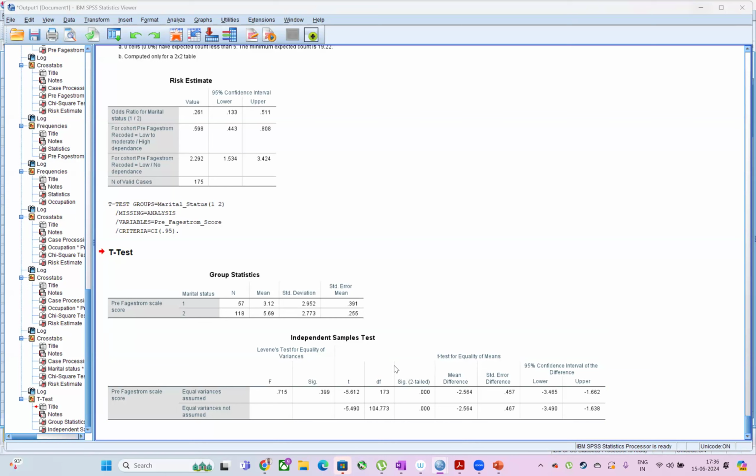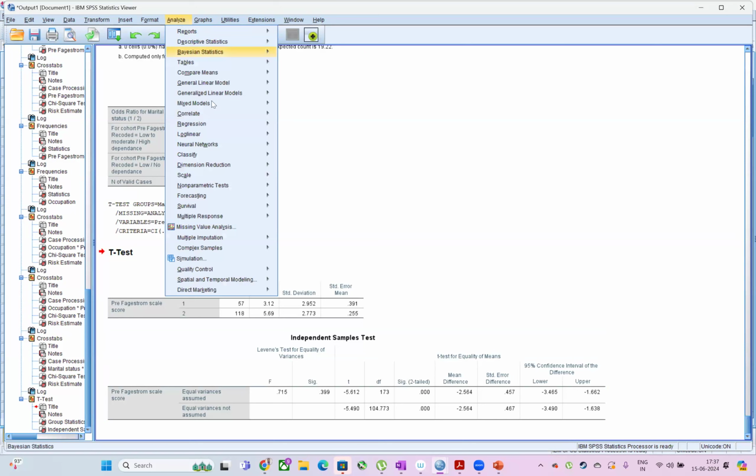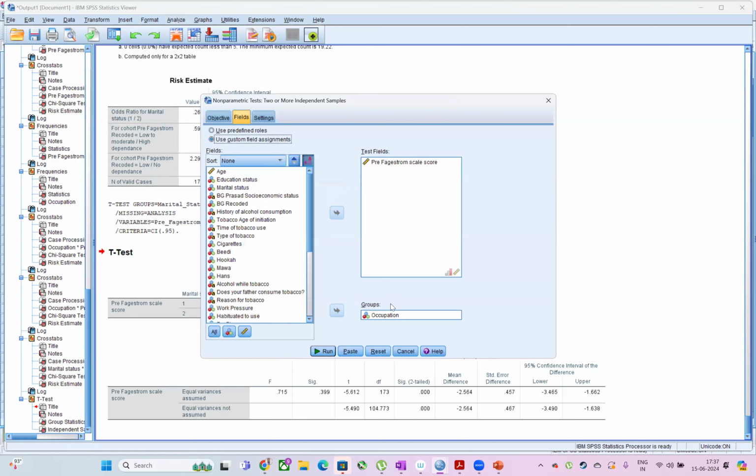So in these cases, what will I do? Any idea? What is the alternative to the independent sample t-test? Mann-Whitney U-test. Yes, exactly. So I'm going to go to Analyze, then Non-parametric tests, then Independent samples. Here I am going to give the Fagerstrom score, the nicotine dependence score, and for the groups I am going to keep the marital status, and just run this.